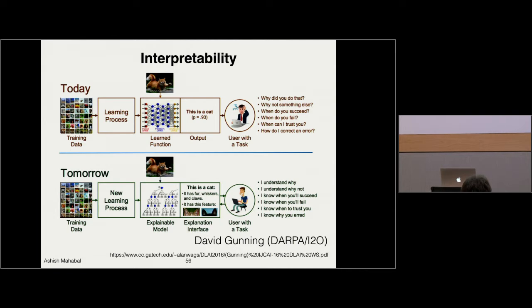And then, this slide from 2016 from David Gunning in a DARPA meeting. One should be able to say that this is a cat because it has fur, whiskers, and claws, and it has such and such feature. And then you can rely a little bit more on whatever you are getting from your network. So that's where we should be going.